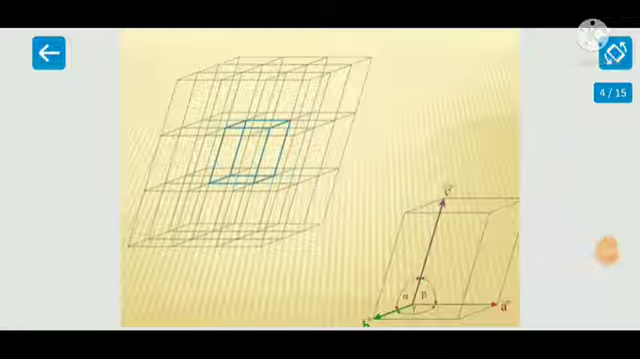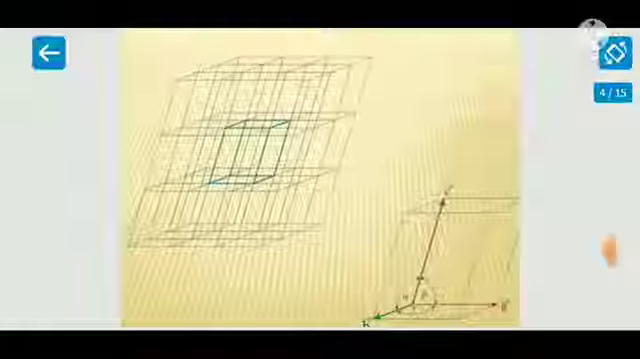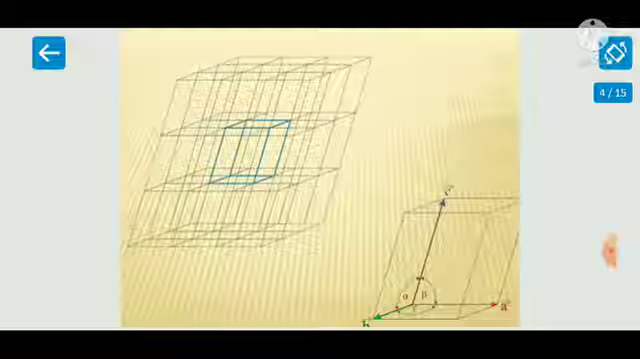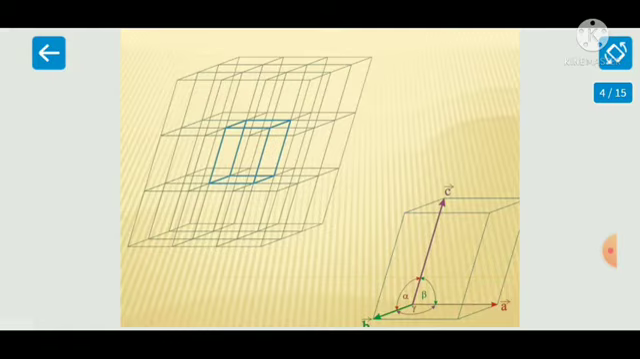A unit cell is the smallest portion of the crystal lattice that shows the three-dimensional pattern of the entire crystal. A crystal can be seen as made of the same unit cell. So this is a cubic structure with A, B, and C, and alpha, beta, gamma. The unit cell is repeated over and over in 3 dimensions.